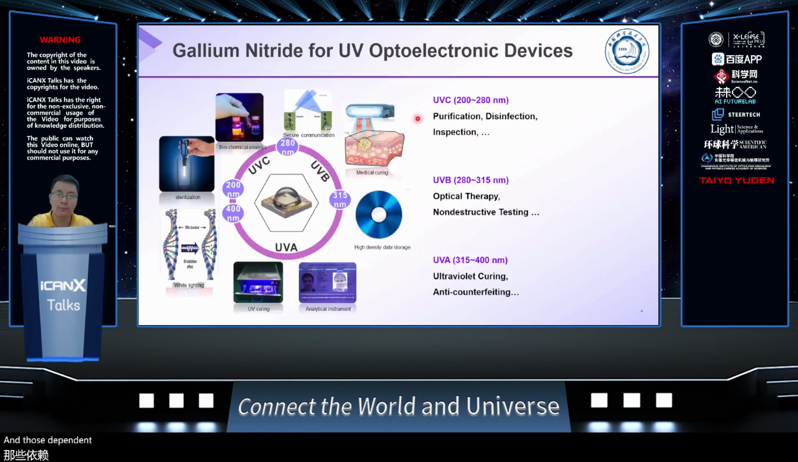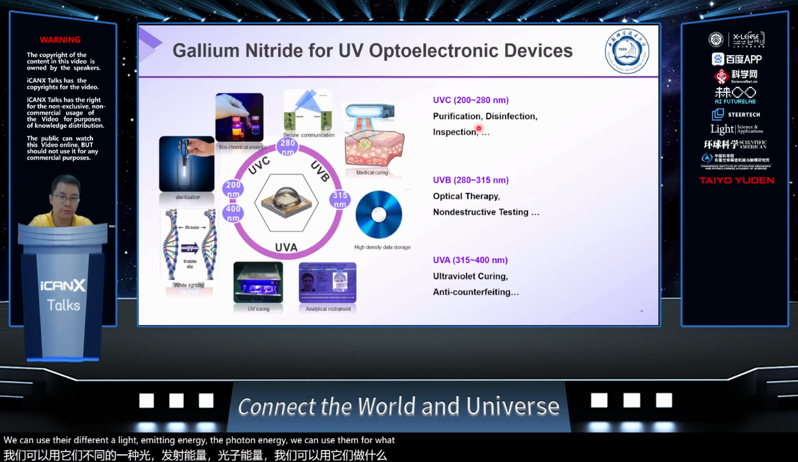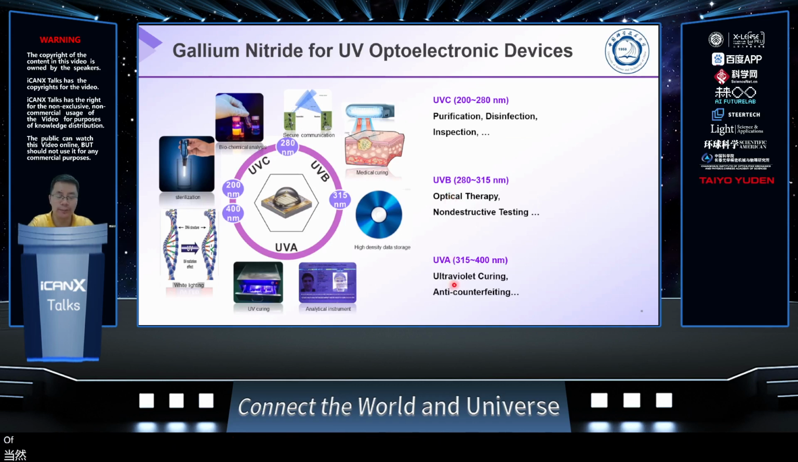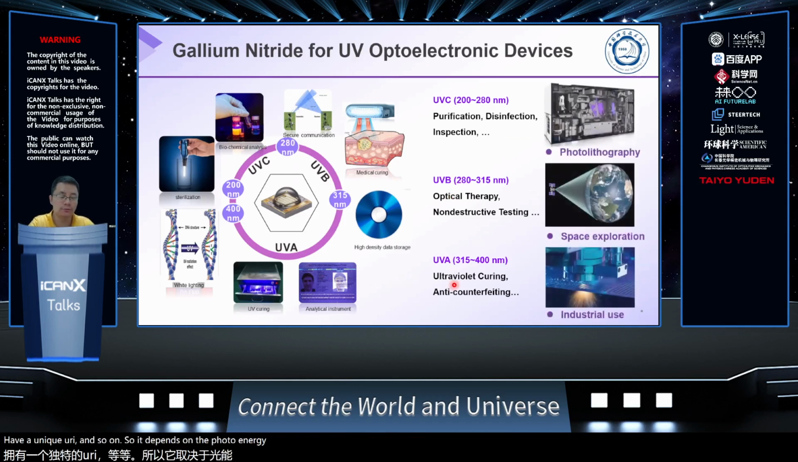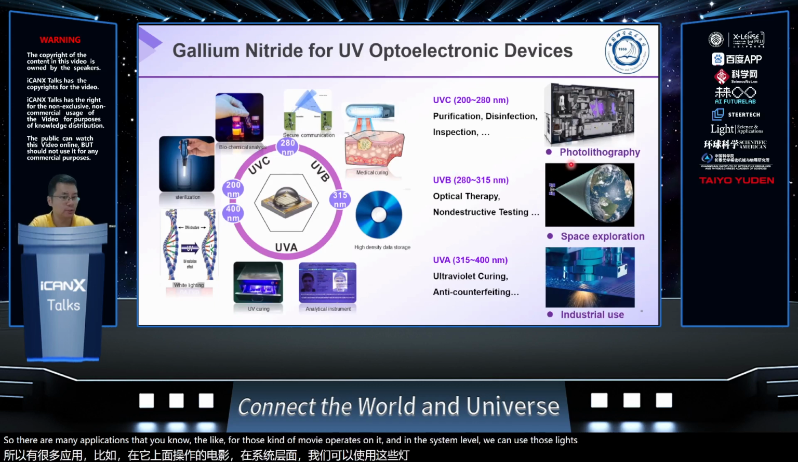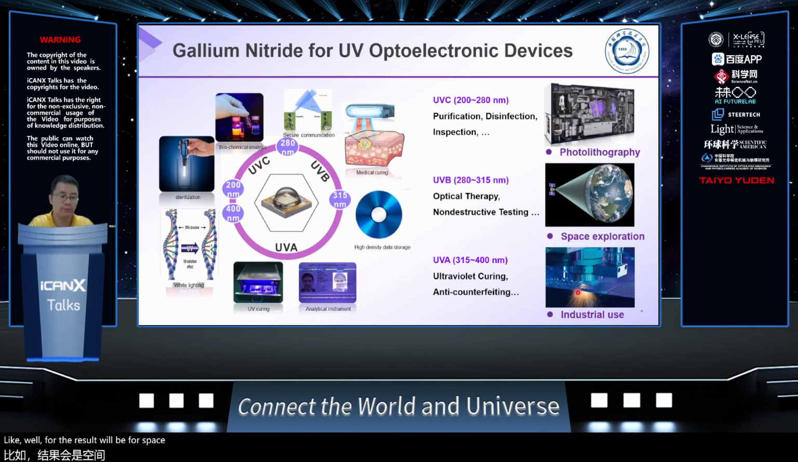Within this broad band, we are able to generate all kinds of UV devices, depending on their wavelengths: 200 to 280, 280 to 315, and 315 to 400. We can use their different photon energies for water purification, disinfection, inspection, optical therapies, UV curing, and so forth. So there are many applications in our daily life for UV optoelectronics. At the system level, we can use UV light for photolithography, space exploration, and industrial use. There are a lot of applications waiting for us to explore.